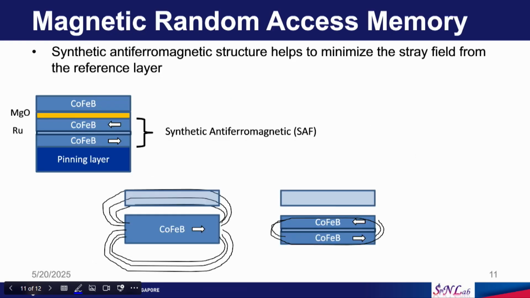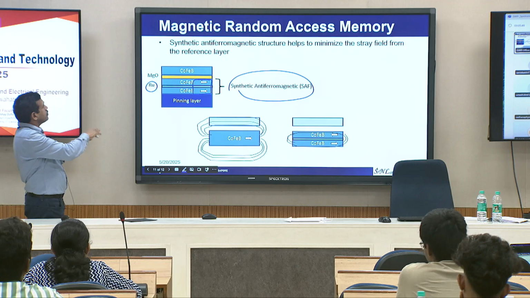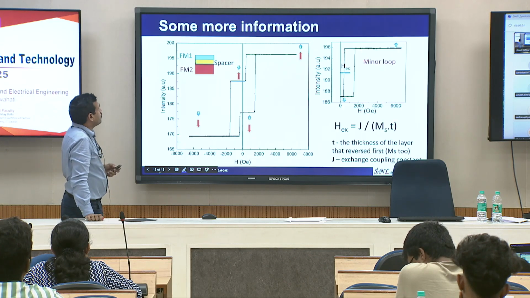Similarly, when we learn MRAM, I will introduce that we are also using synthetic antiferromagnetic structures in MRAM. Today I will not go through this, but when we learn MRAM, we will go through this. But just remember that synthetic antiferromagnetism means we have two ferromagnetic layers separated by ruthenium, which induces antiferromagnetic, antiparallel alignment of magnetization. So, just remember this when we learn about MRAM.